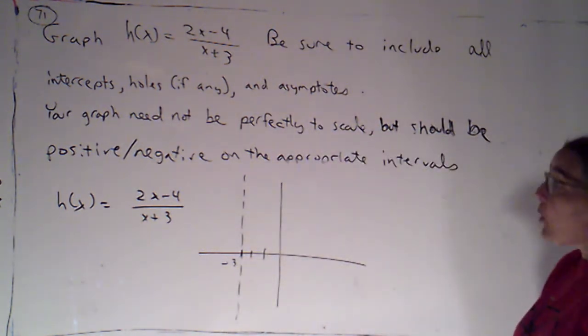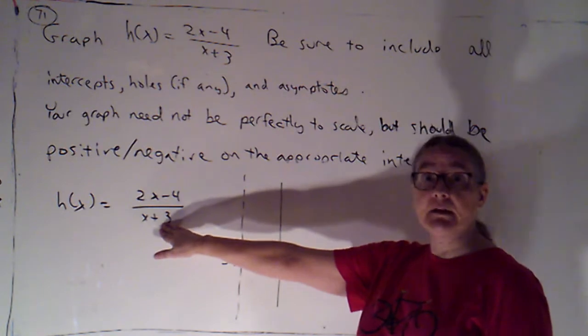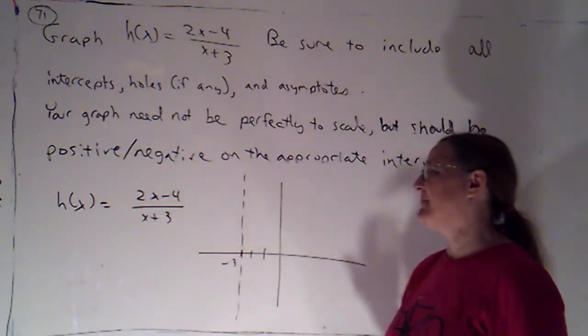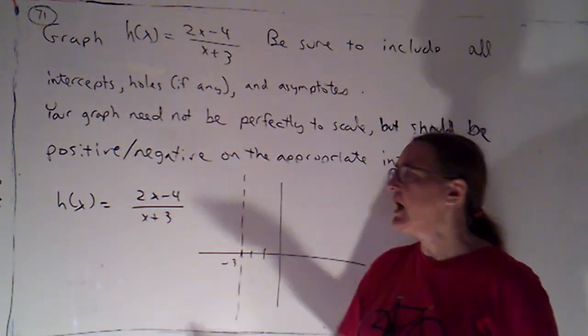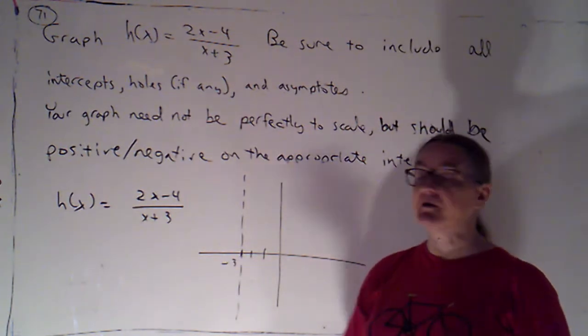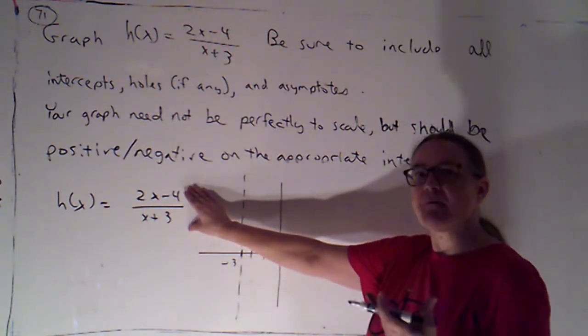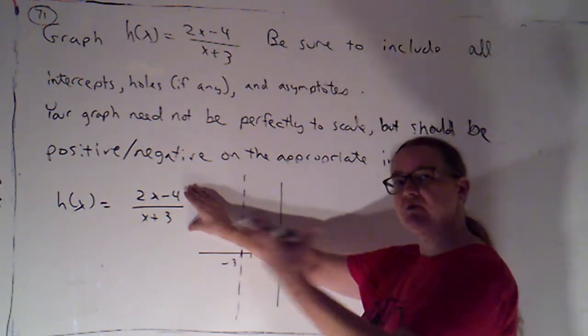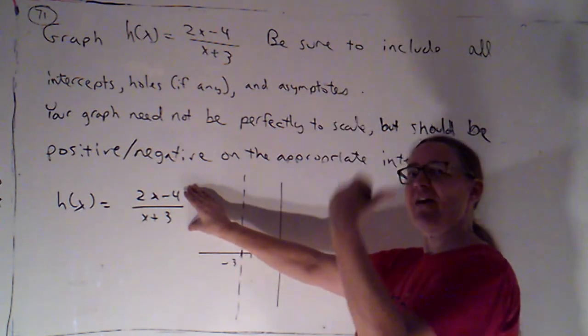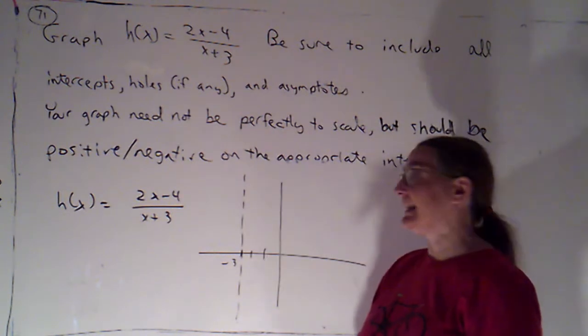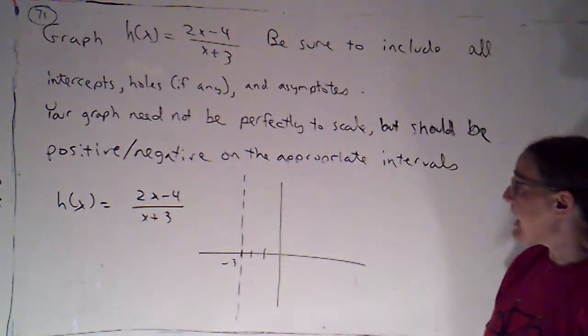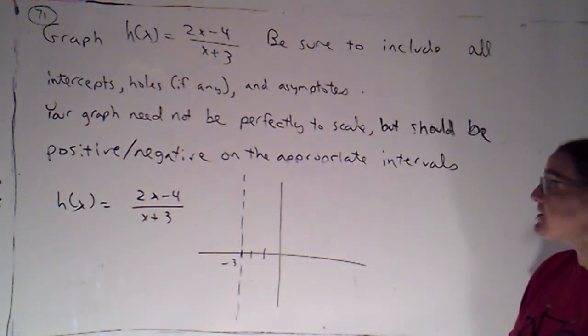Okay. There won't be any holes because that's the only number that makes the denominator 0, and it doesn't also make the numerator 0. Again, this was already in lowest terms. I'm only going to have a hole if I'm able to reduce the fraction because the same factor made both the top and bottom 0, and I can cancel that. Okay, excellent. So let's take a look at intercepts.